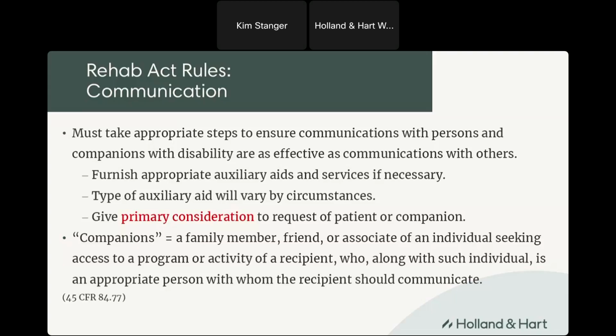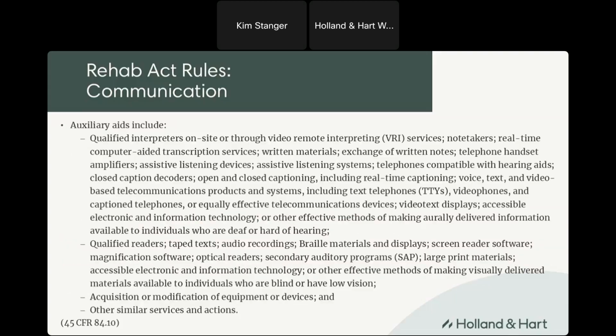As I mentioned, this applies not only to your patients, but also to their companions. Under the regulations, a companion is a family member, friend, or associate of an individual seeking access to a program, activity, or recipient who, along with such individual, is an appropriate person with whom the recipient should communicate. They don't give you a lot of guidance concerning that, but just assume that if they come in with a spouse or a family member, a parent, then you need to make sure that you are accommodating that spouse or parent, that companion, in addition to the patient. Well, what kind of auxiliary aids might you consider?